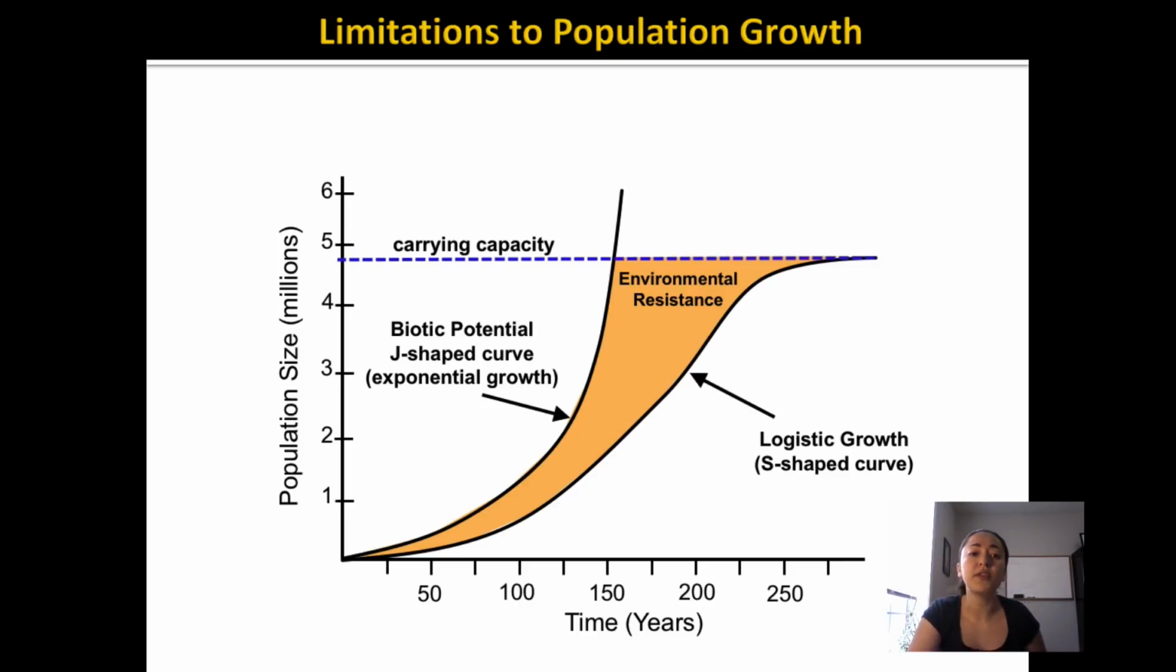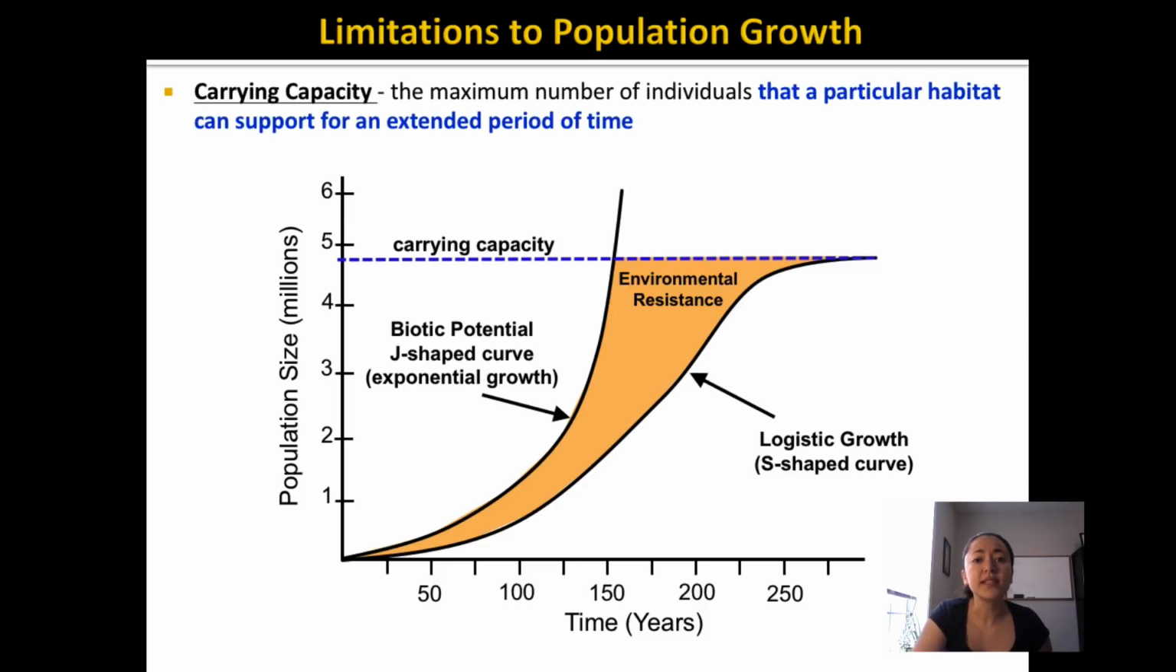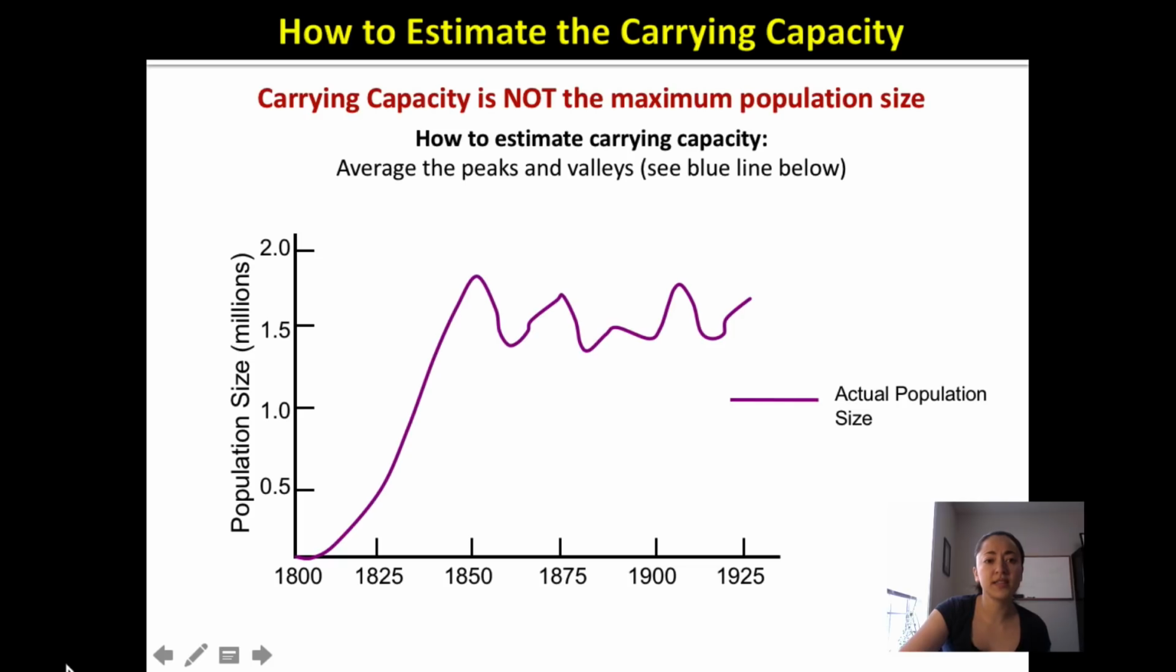You should know the definition for carrying capacity. It is the maximum number of individuals that a particular habitat can support, or in other words, can sustain. So this is really important. So it's the population size that can be sustained for an extended period of time. So let's look at an example here of how we can actually estimate the carrying capacity.